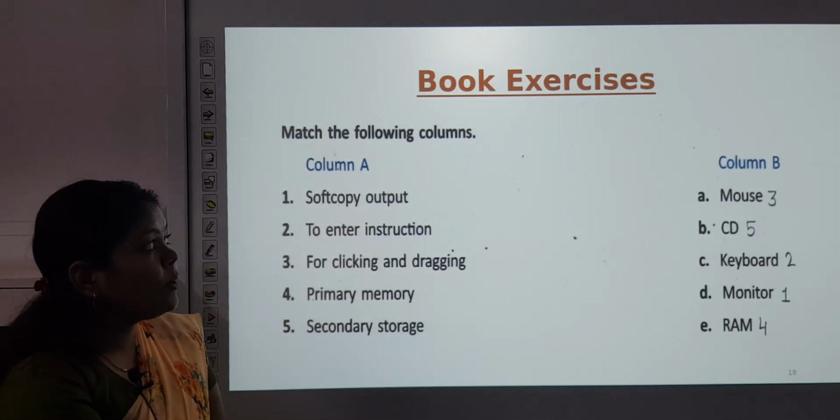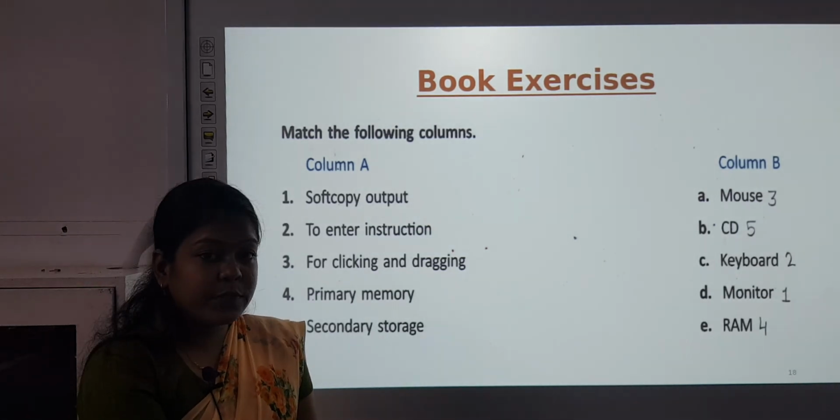So, this is all about your chapter, know about your computer.